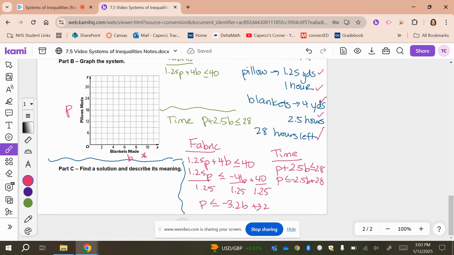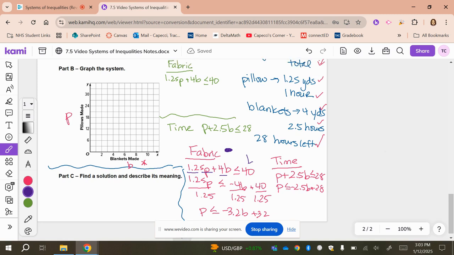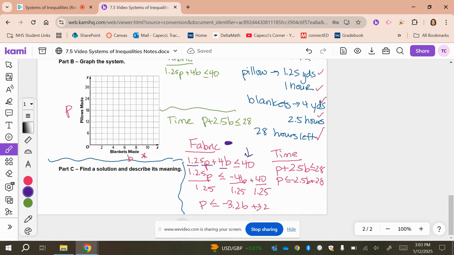All right, so let's take a look first at our inequalities. So fabric. If I'm talking about fabric, pillows take 1.25 yards. Blankets are 4 yards. And I only have up to 40 yards to use. I don't have to use all of it, but that's the most I can use. Time, same thing. I know I only have 28 hours left. A pillow is 1 hour, so you can make that 1p if you want. Blankets is 2.5 hours. Now, I know if I'm going to graph this, I need to put this in slope-intercept form. So let's first talk about the fabric.